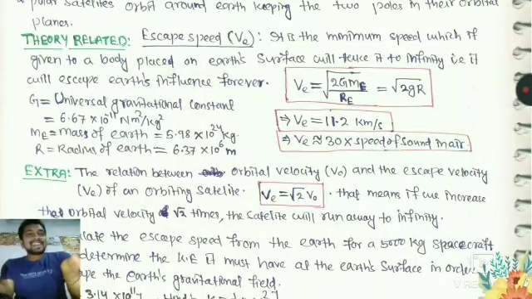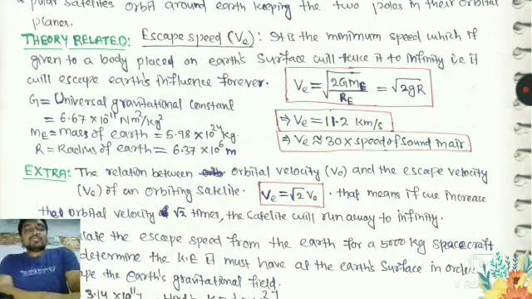Okay, the related theory means escape velocity. What is it? It is the minimum speed with which, if a given body is projected from the Earth's surface, it will go to infinity, meaning that it will escape the Earth's influence forever.